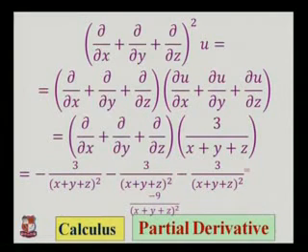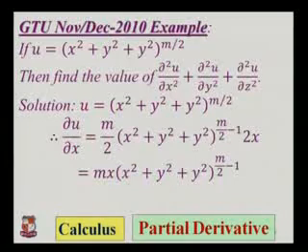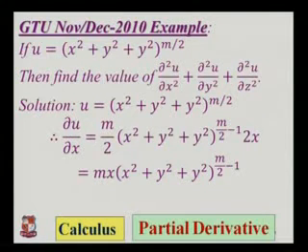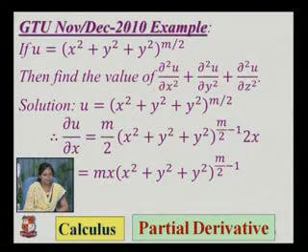Now the next example, from our GTU paper November-December 2010. If u is equal to x square plus y square plus z square raised to m by 2, here there is one mistake, we have this z square, then find del square u by del x square plus del square u by del y square plus del square u by del z square.